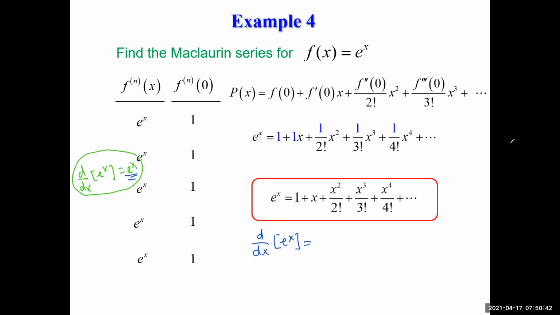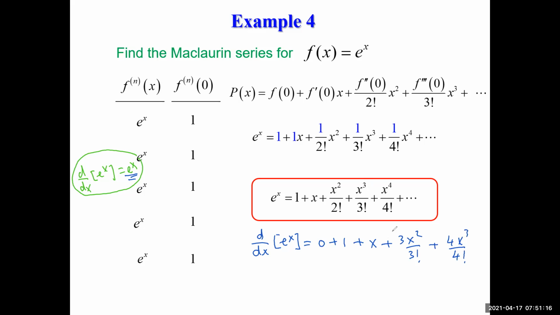Okay, so what's the derivative of 1? 0. What's the derivative of x? It's 1. Derivative of x squared over 2 factorial. That's 2 times x, bring the 2 down. The 2 and 2 cancel. 2 factorial is 2, so we get x. Derivative of this one, bring the 3 down, 3x squared over 3 factorial. And then that will be 4x cubed over 4 factorial.